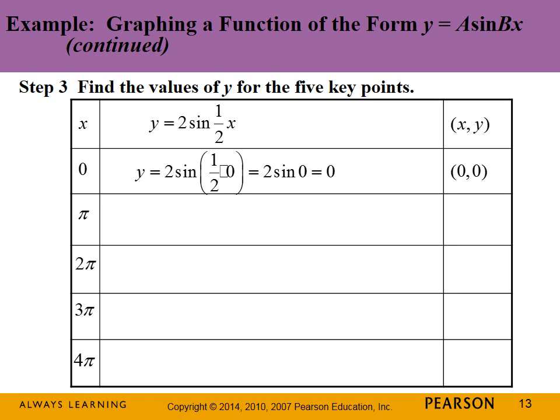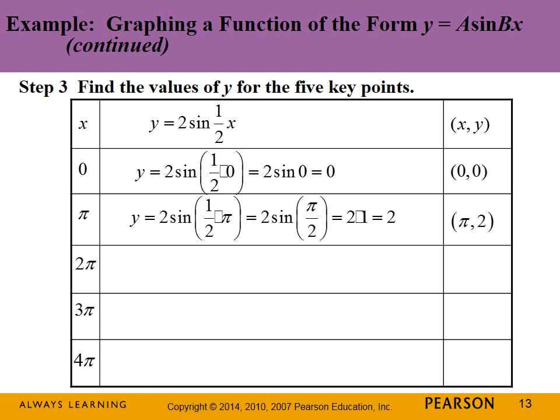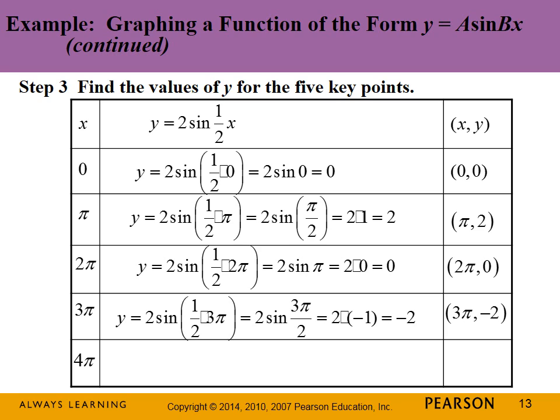The formatting is a little funny on this. That box that you see between the 1/2 and the 0, that's supposed to be a multiplication sign. I will fix that one of these days. Anyway, the 5 points that we get are (0, 0), (pi, 2), (2 pi, 0), (3 pi, -2), and (4 pi, 0).